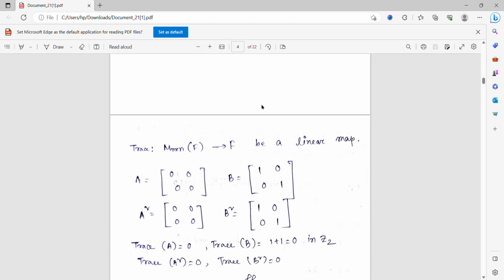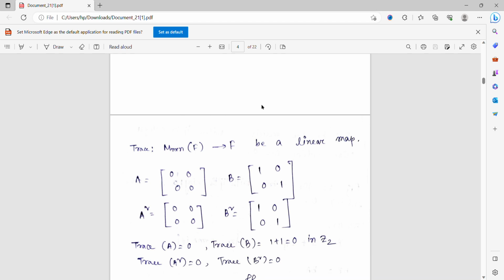So trace is basically a linear map from the set of all n cross n matrices over the field F to the field F. We know that trace is basically the sum of the diagonal entries. So here the field is Z2, so it is basically a linear map from M2 over Z2 to Z2. Okay, so this is the definition of trace in our question here.